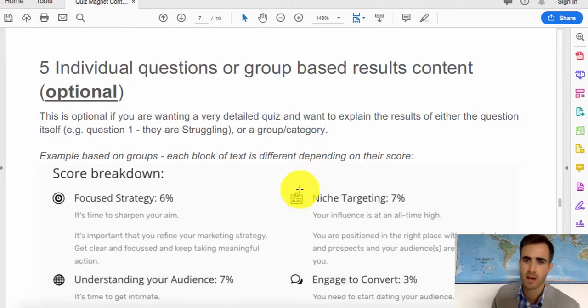If we scroll down, this is now number 5, an optional section, and this is if you want it to be a lot more detailed.